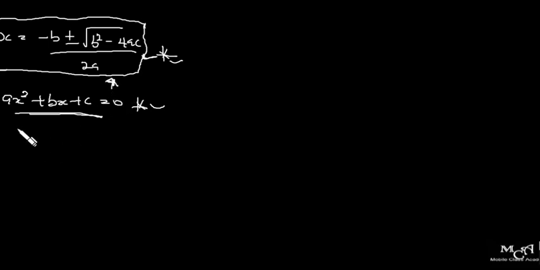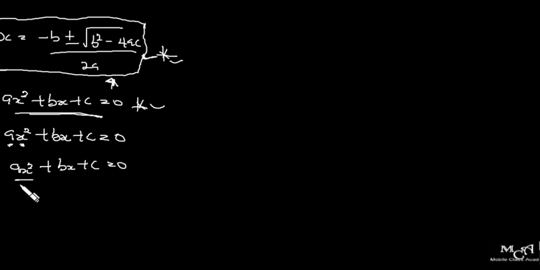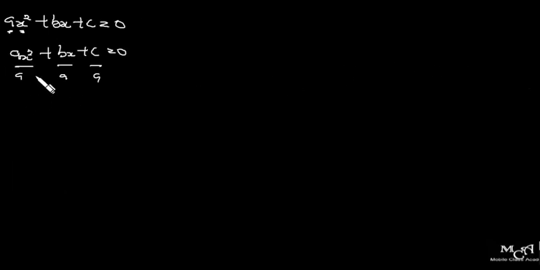Are you with me? So let's start. We have ax squared plus bx plus c equals 0. From here, we want the x squared to stand alone. What are we going to do? We are going to divide through by the coefficient of x squared, which is our a. So we have ax squared plus bx plus c equals 0, each term over a. At this point, a cancels out a. We are left with x squared plus bx over a plus c over a equals 0.